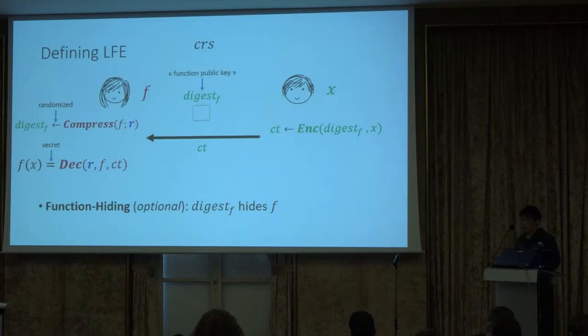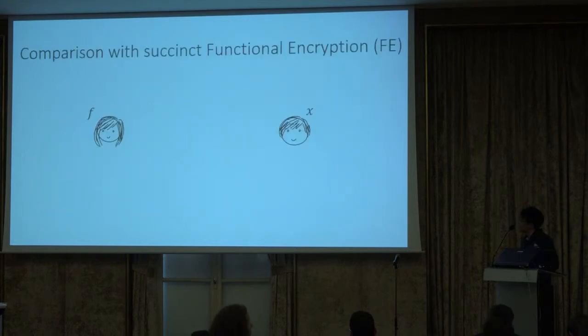Okay, so let me tell a bit about why we need such a primitive. We have already so many cryptography primitives around. So a natural thing that looks extremely similar to Laconic function evaluation is succinct functional encryption. So first, let me tell you what it is.